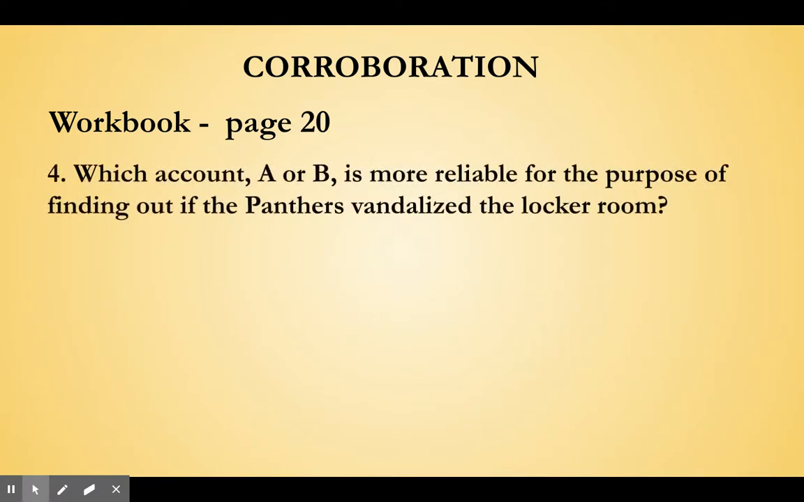Number 4, which account, A or B, is more reliable for the purpose of finding out if the Panthers vandalized the locker room? So which one do you think was more reliable? I already know what I'm going to say. So stop the video and type in your answer to question number 4. Press play when you're done.